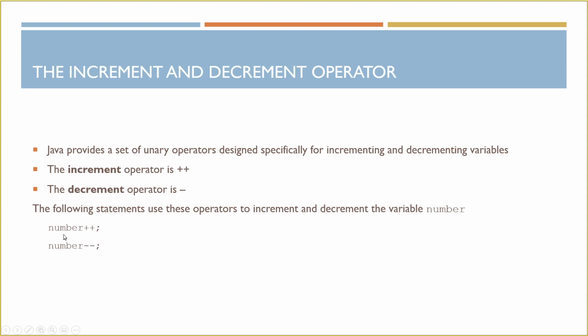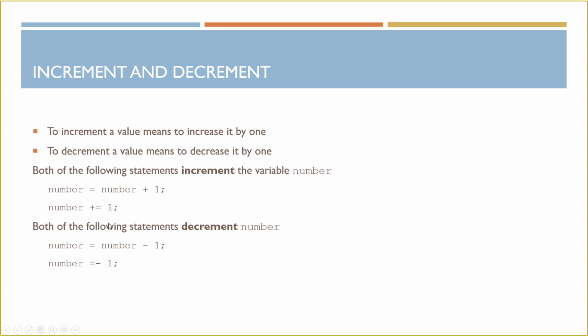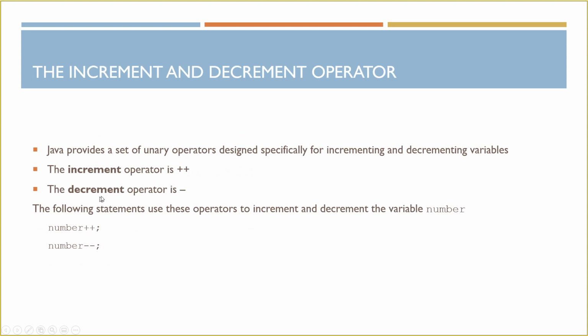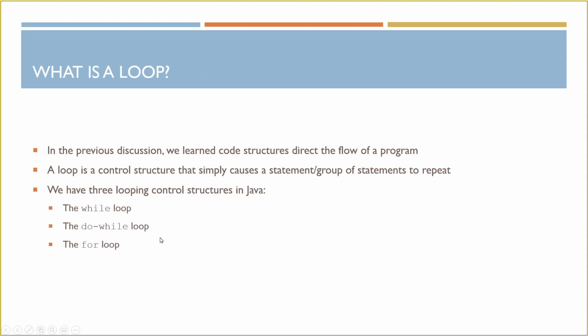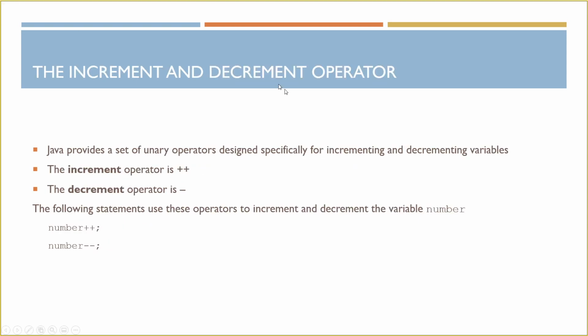So down here are some examples. Number plus plus and number minus minus do the same thing as these statements here. So those are the operators that we use. And these will come into play when we talk about the for loop here in a little bit. So I'm actually going to show a code example on the increment and decrement operators. I'm going to switch over to IntelliJ.